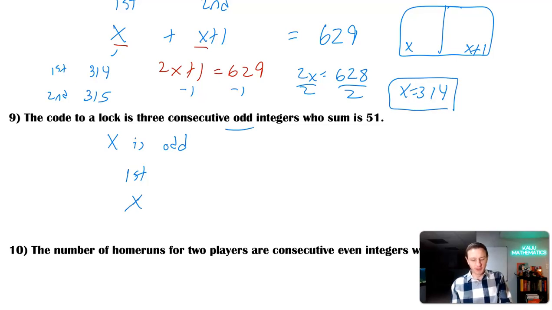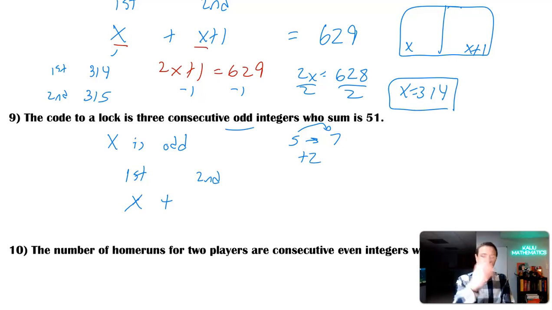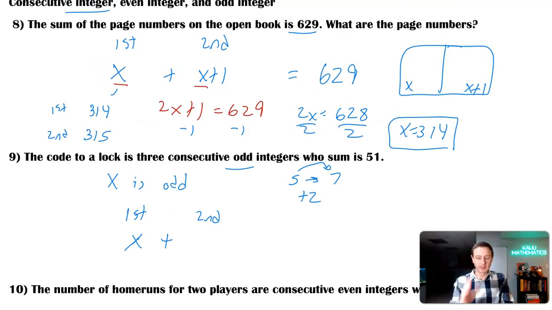If my first number is x, what does my second number have to be? Think about it. Just think about logic. Put it back to numbers. If I have 5, what's the next odd integer after 5? It's 7. How do I get from 5 to 7? I add 2. 5 plus 2 is 7. Going back to integers, to get to the next integer, if I'm at 5, what's the next integer after 5?